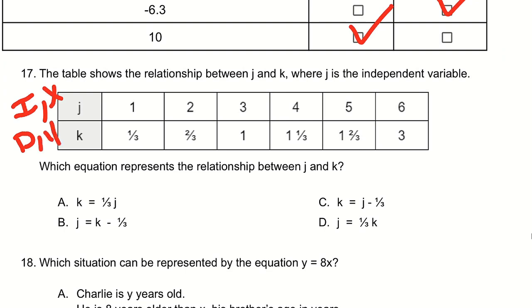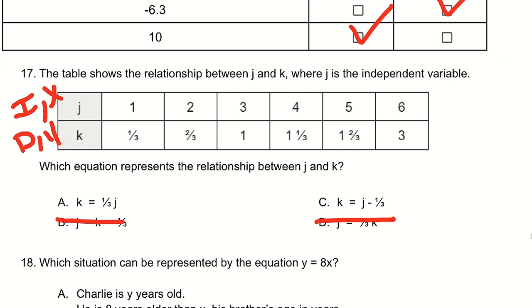First things first, I'm going to quickly glance at my answer choices because I know that K is my Y, and I can probably mark some out because our equations are typically Y equals. So we're looking for K equals. I can mark out B because it starts with J, and I can mark out D. So now we're only left with 2, so now we have to figure out what's happening.